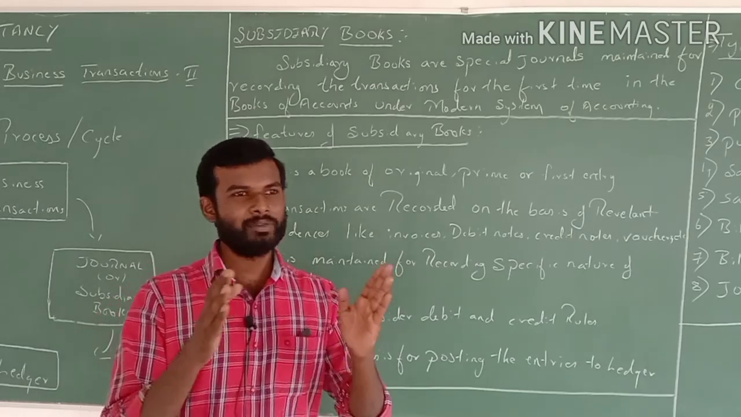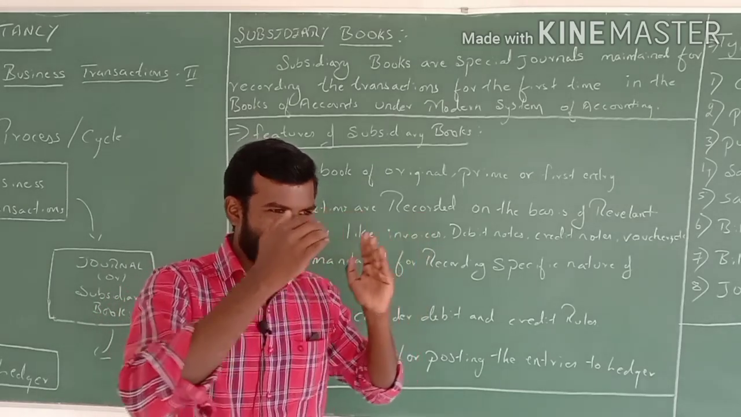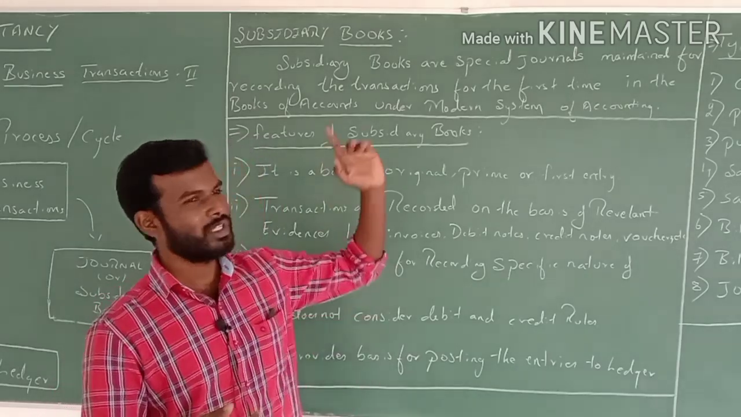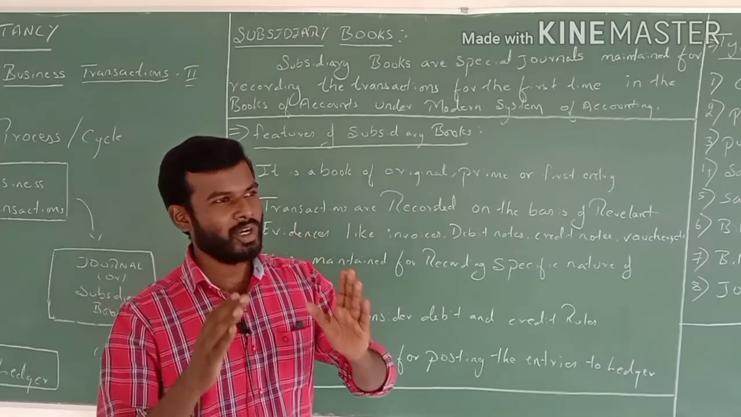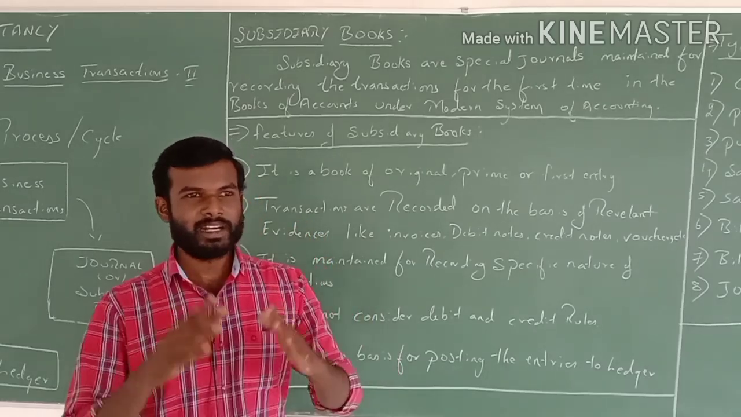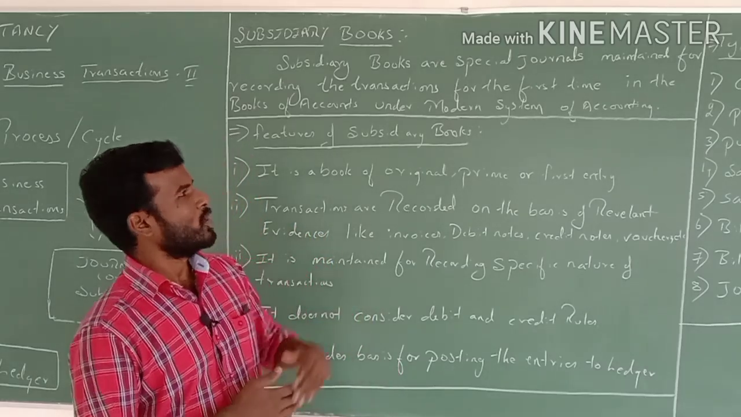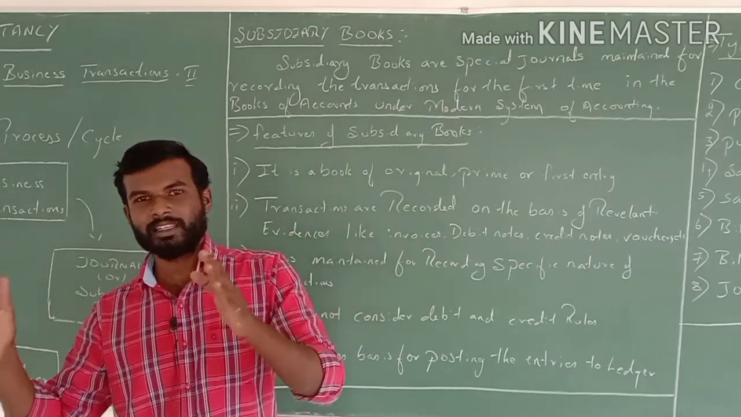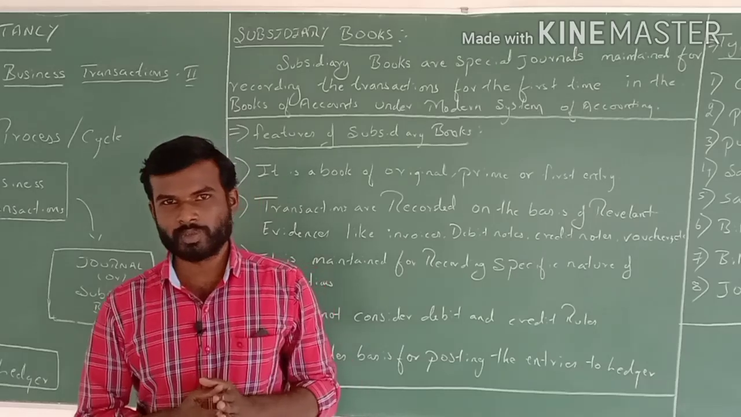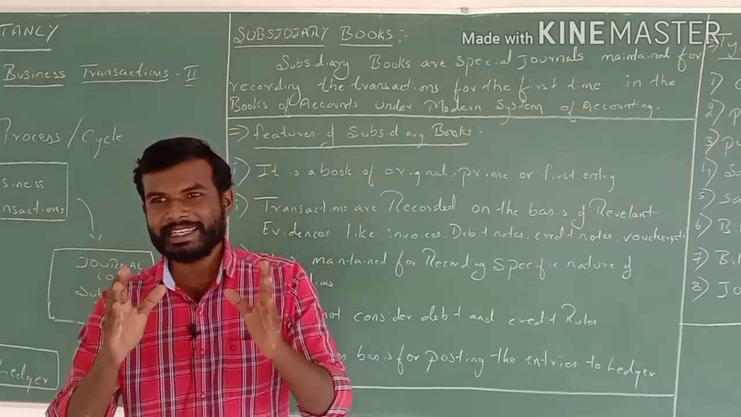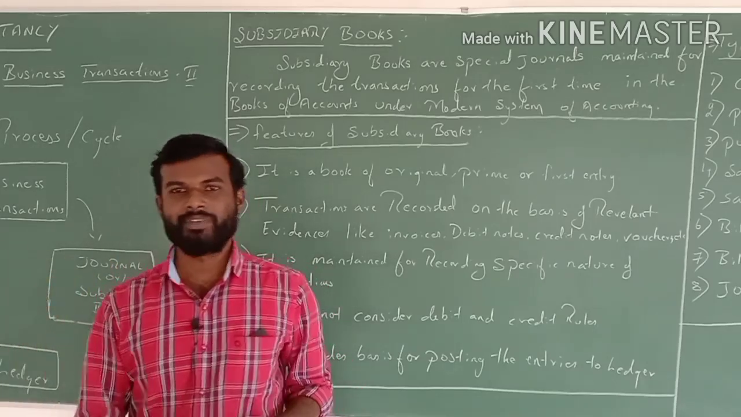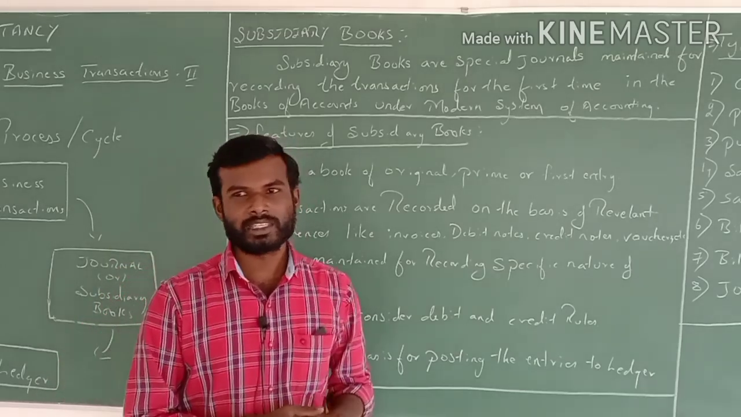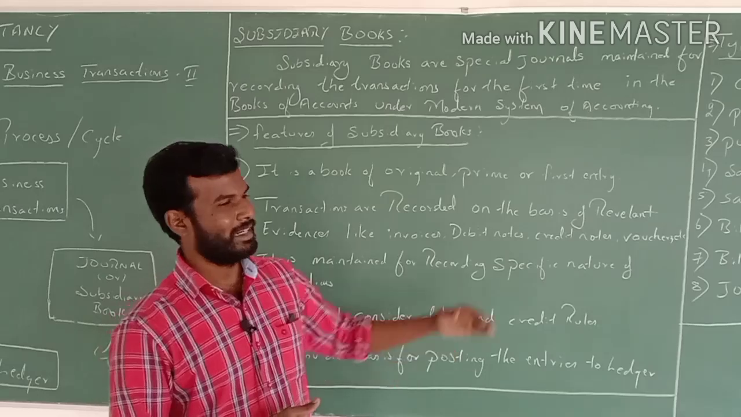So we can compare it with the journal. Journal means recording of day-to-day transactions in a chronological order. The subsidiary books also record transactions, but under the modern system of accounting. What is the difference between the journal and the subsidiary books? In the subsidiary books we maintain separate books for each type of transaction. For example, we write all purchases in the purchase book. That we will discuss later.